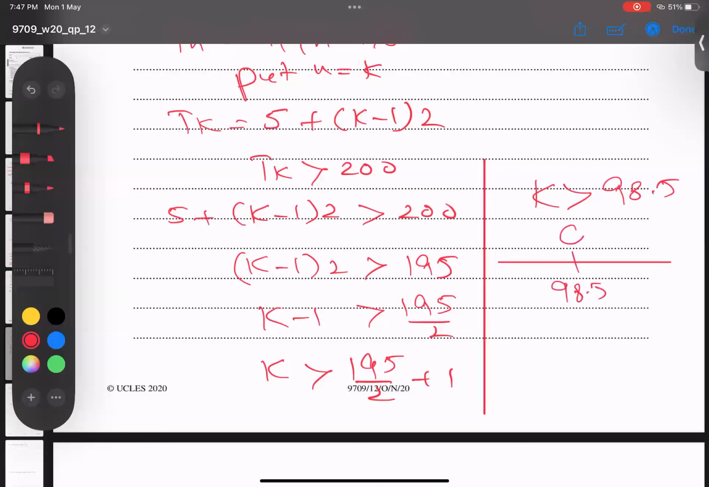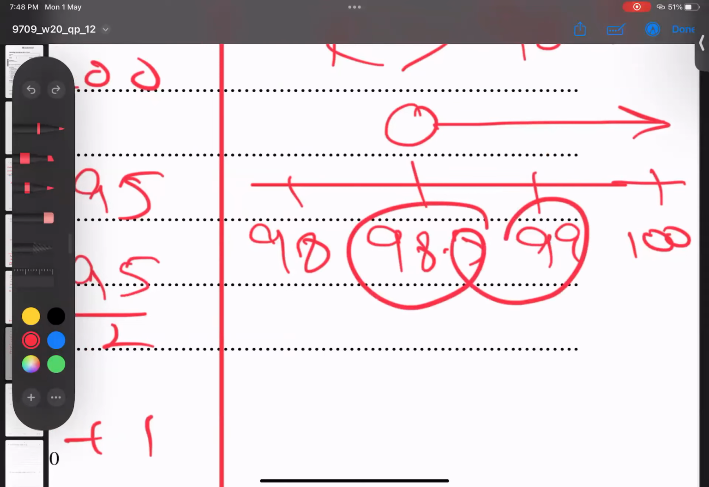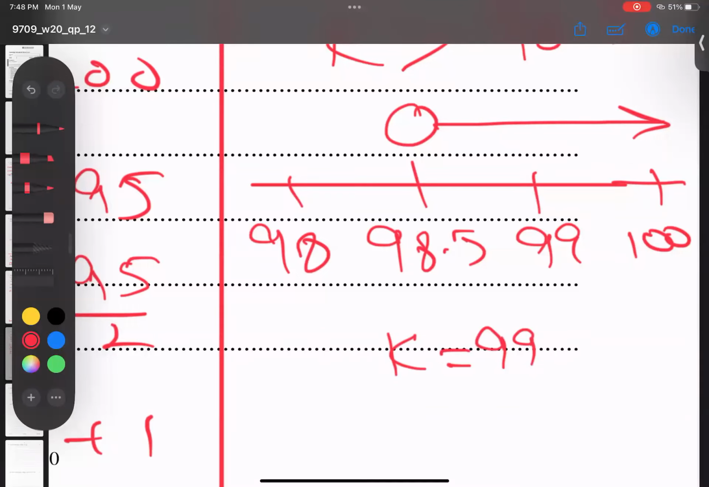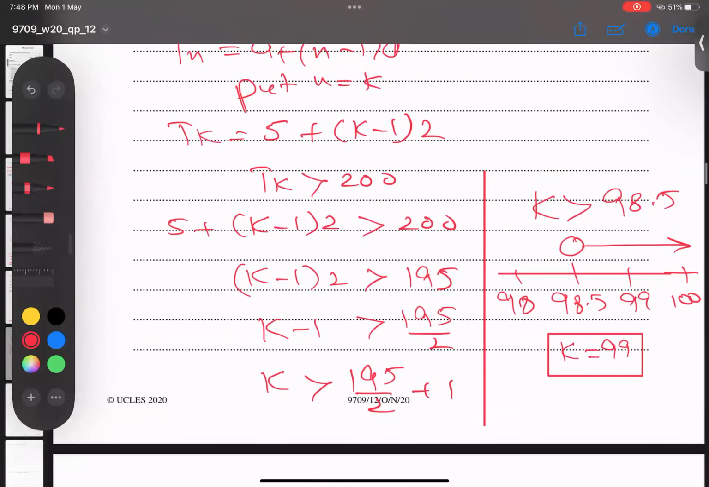If I draw a number line, students, I believe you understand. 98.5, and he said bigger. Bigger means here. Here you have 98, here you have 99, after 99 you have 100. So which number is coming after 98.5? Which bigger whole number? Because you know the term number cannot be a decimal for sure. So the first number coming after 98.5 is 99. Don't say 100, because that's bigger than that. So n is equal to the kth term. So the kth term becomes 99. Alhamdulillah, I believe you got the point very clearly.